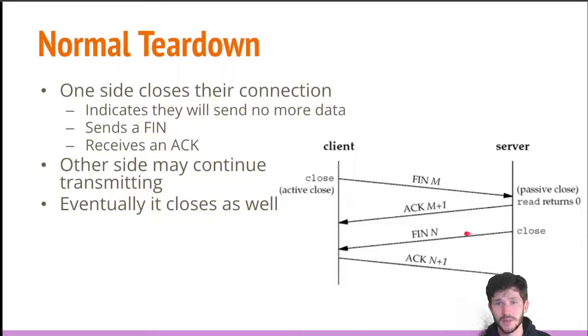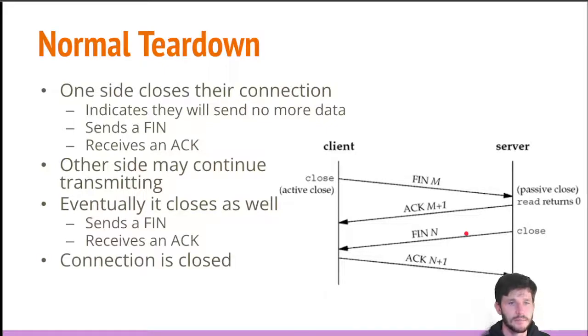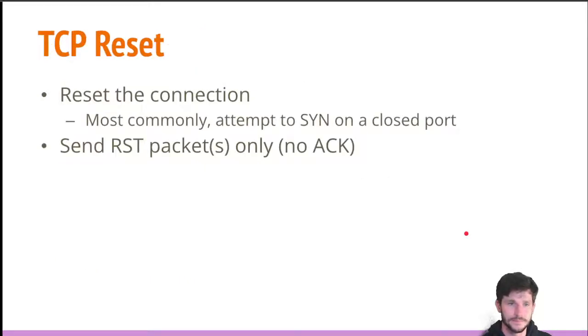The server will send a FIN, which is a packet with the FIN flag set, and the client's going to respond back, having received that FIN, by sending the sequence number n+1. And at this point, the connection is now fully closed. Now, that's the graceful approach, this four-way handshake.